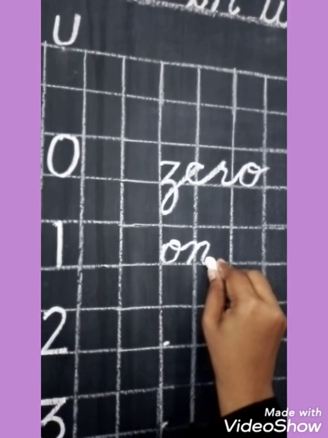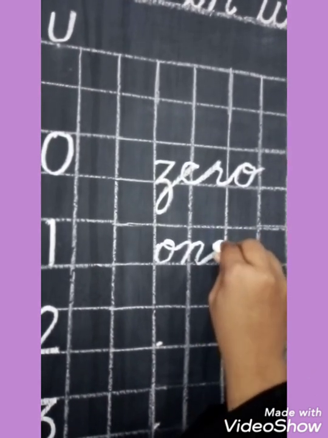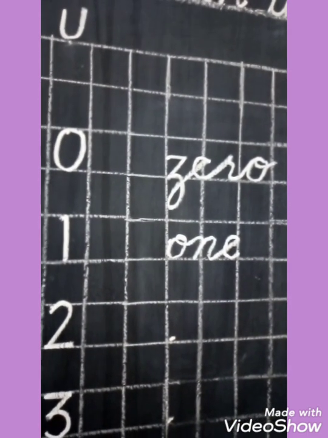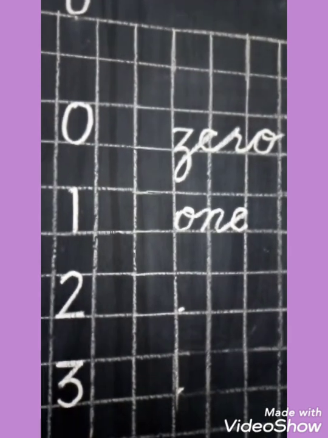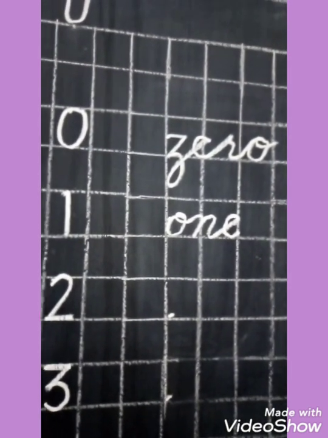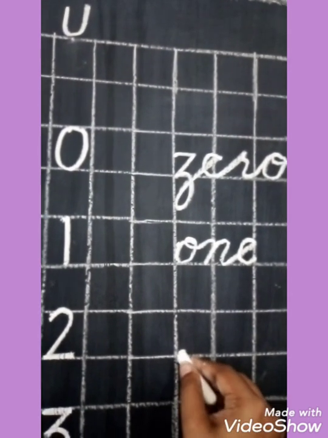Now from this point you have to make slant line like this. And write down E and stop here. This is the spell of 1. O-N-E, 1. The next number is 2. Now the spell of 2 is T-W-O, 2. You have to start 2 from here.